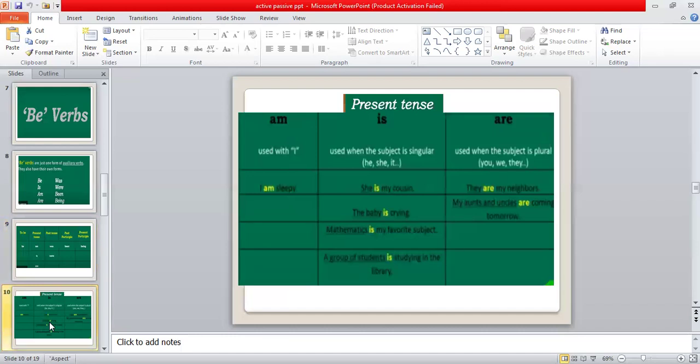Now, am is always used with I. Is is always used with the pronouns he, she, it, or with a singular noun. With you, we, and they, or with a plural noun, we use are. So these are the different present forms of be: is, are, and am.